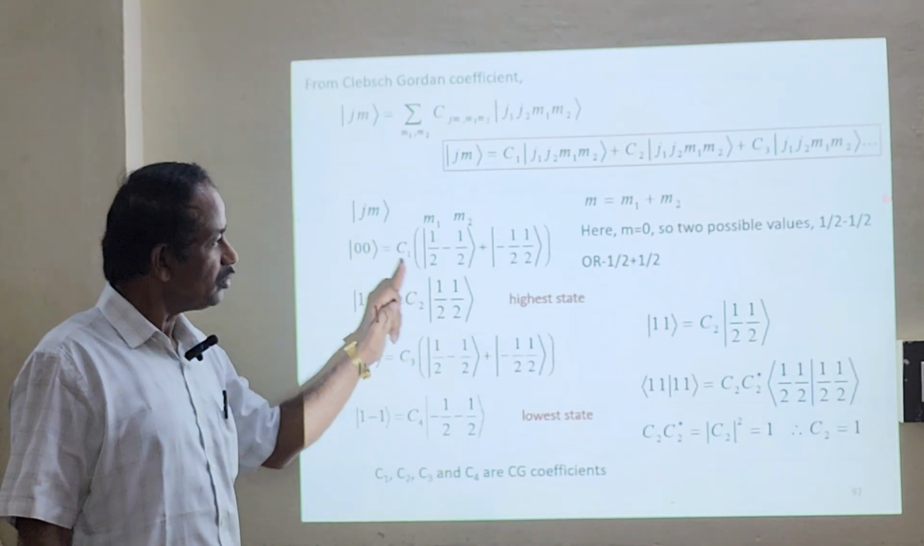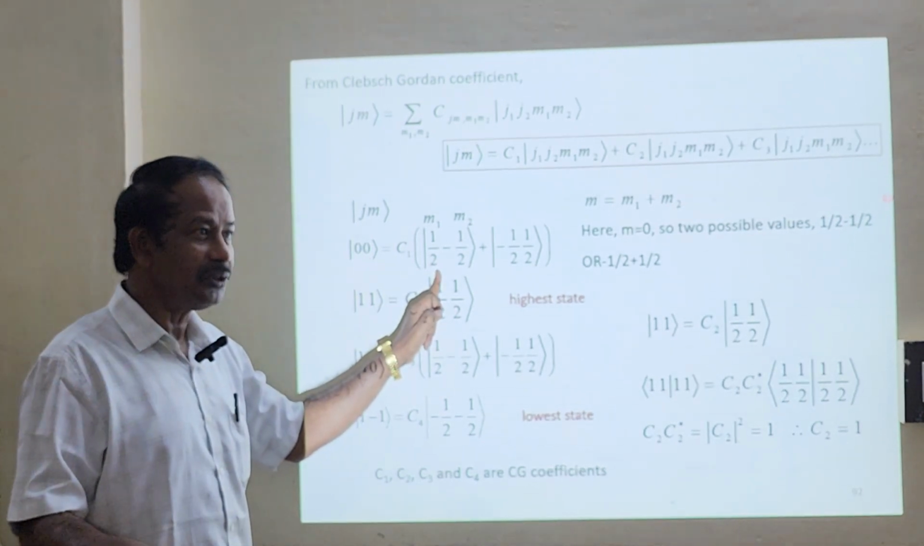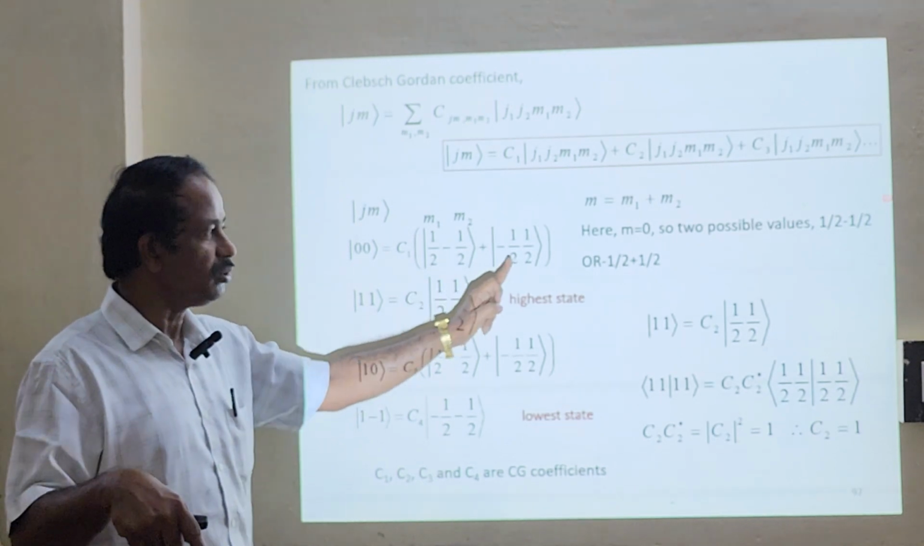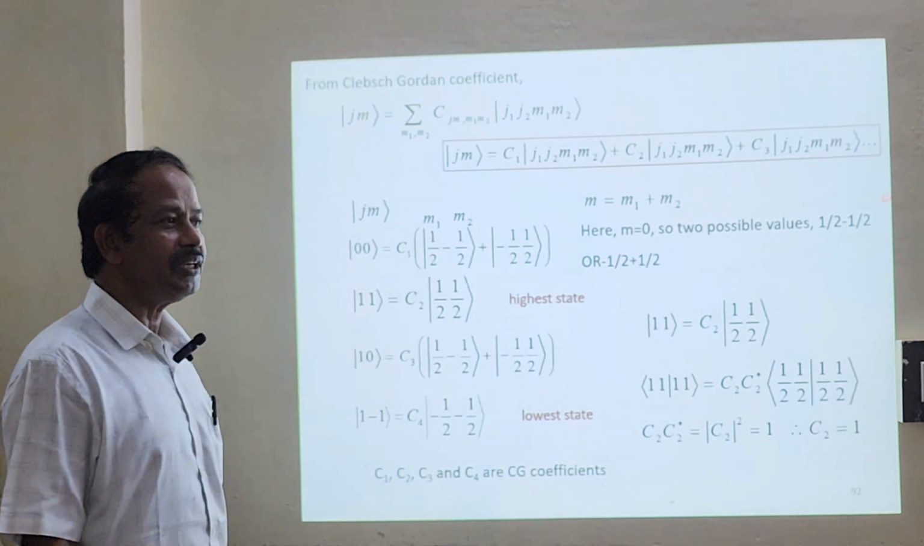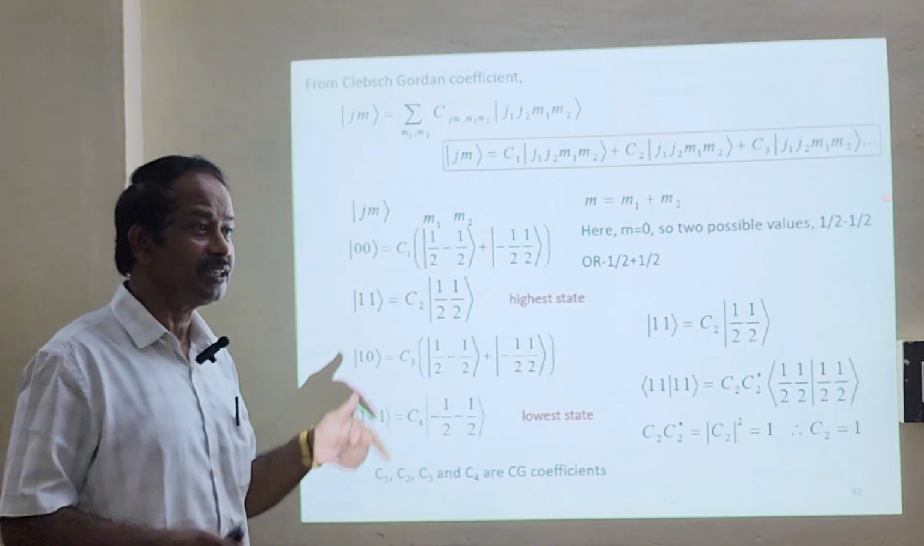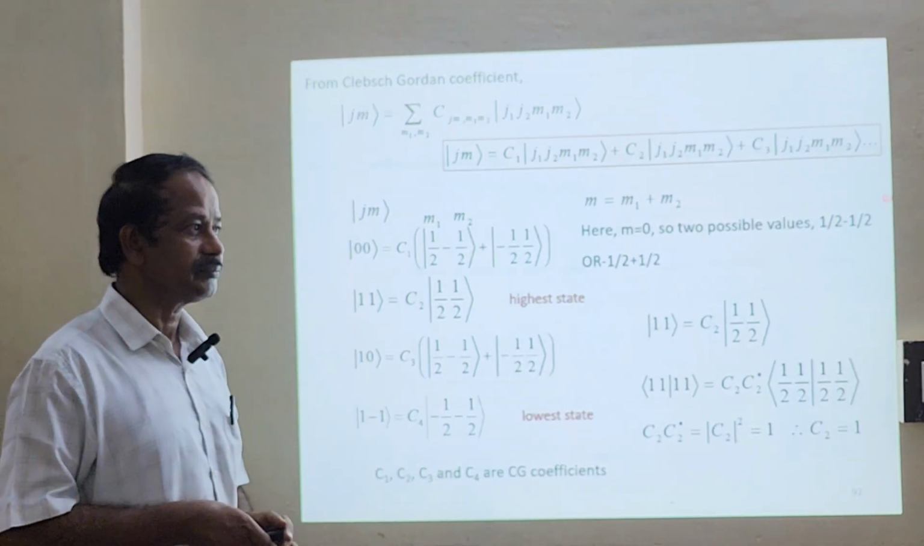Your m will be 0, so m1 plus m2 also should be 0. So 1/2 minus 1/2 is 0, and minus 1/2 plus 1/2 is also 0. So this equation can be obtained with c1. c1 is the first Clebsch-Gordan coefficient.